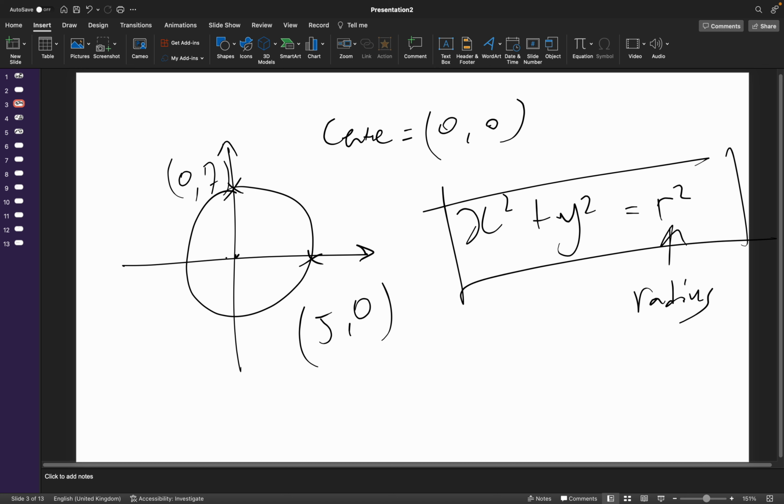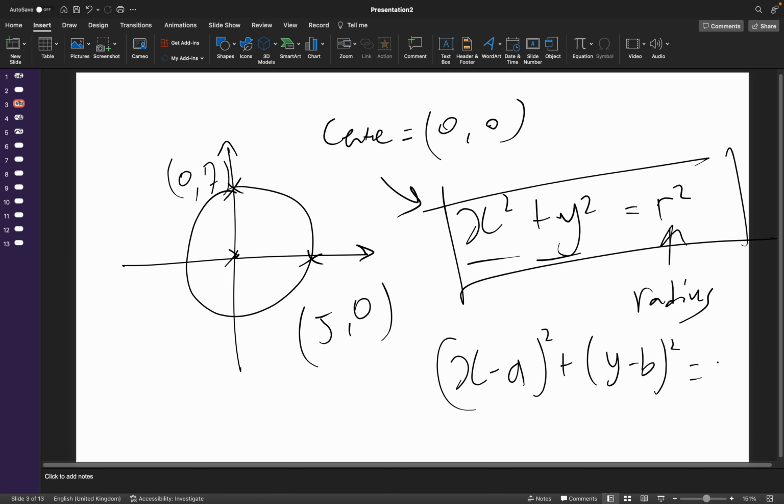You want to find the center of the circle first. That's what you always want to do when you have basically any circle. You need to find the center in order to find the equation of the circle. Usually the formula for circles is actually x minus a squared plus y minus b squared equals r squared, where a and b are the coordinates of the center of the circle.